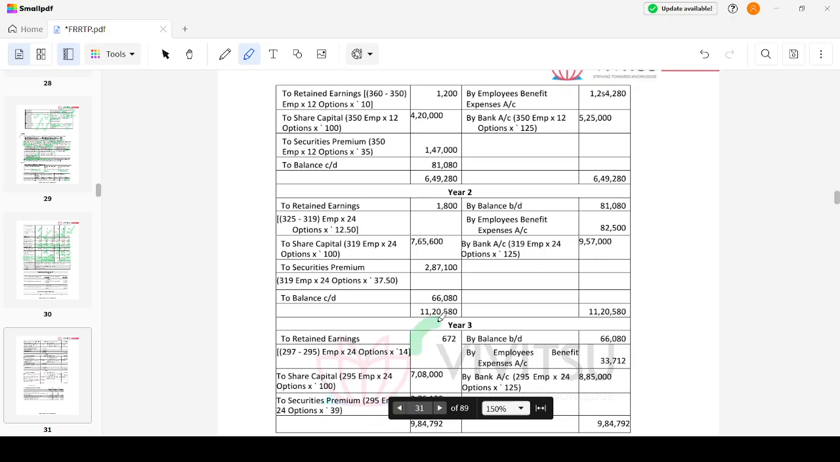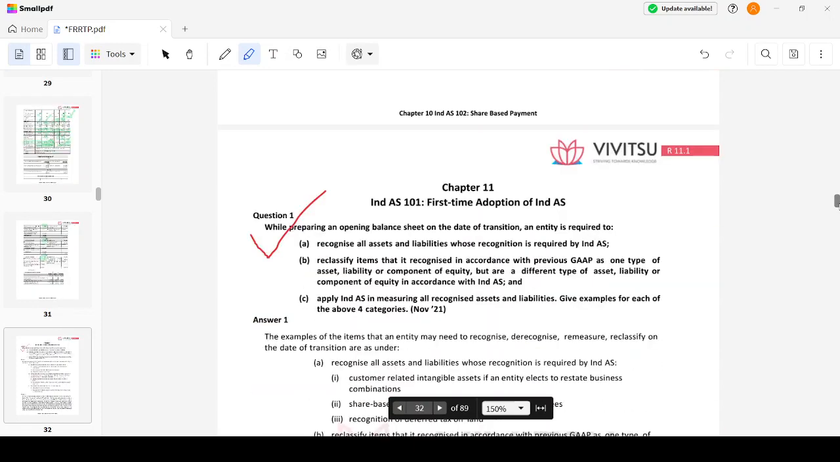This amount will be transferred to the retained earnings. This amount, okay? The amount, this is the important point here. The amount of those who have not exercised the option, that amount will be transferred to the retained earnings. That is the important point of the journal entry. Nothing else is important, okay? So let's move on.